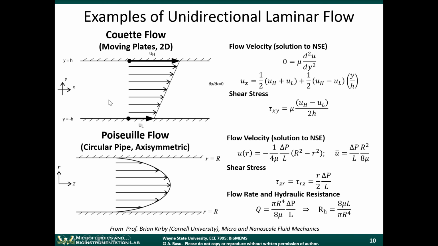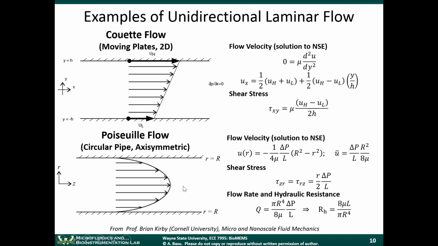So the type of flow that we would get in a capillary, a tube, is called Poiseuille flow. This is closer to what we see in microfluidic channels. Now the classic version of Poiseuille flow is described as a circular cross section, so a circular pipe. So it's an axisymmetric solution.